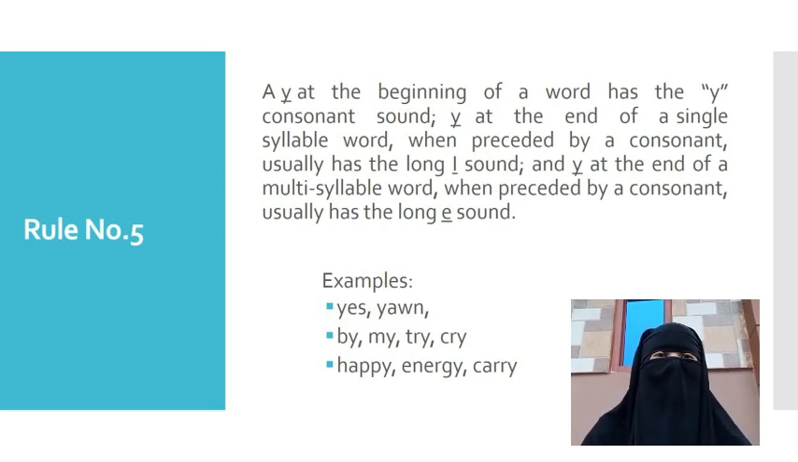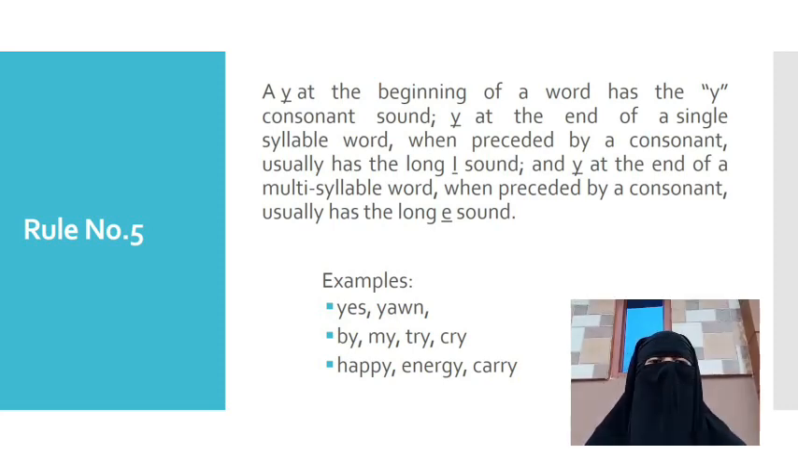As we all know, the letter Y is considered a vowel when there is no other vowel in the word, just like the words fry, sly, gym, and myth. But if a Y is at the beginning of a word, it has a Y consonant sound. So let's take a look at these examples. Yes, yawn, and yell. How about the second part? Because this rule number 5 is divided into 3 parts.